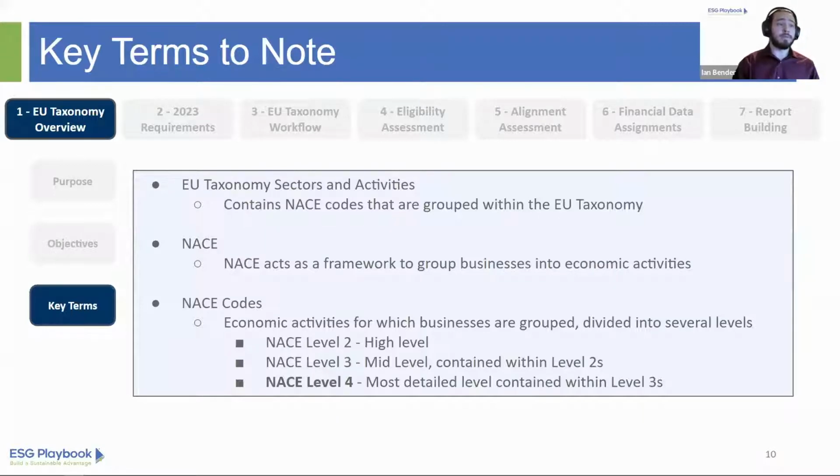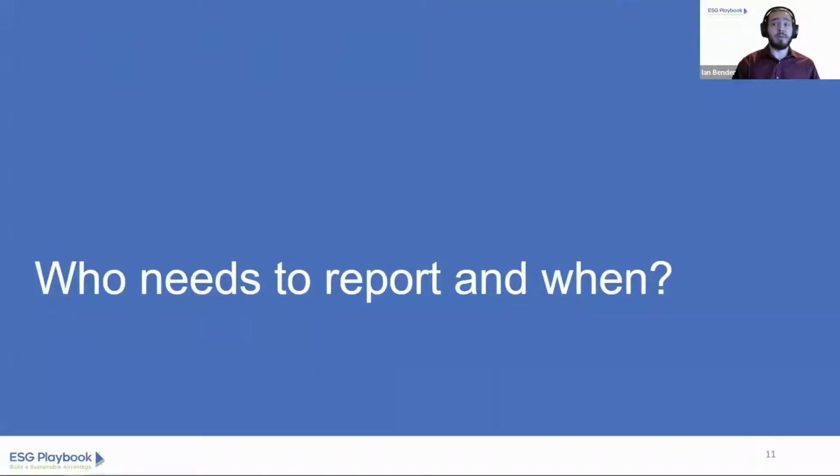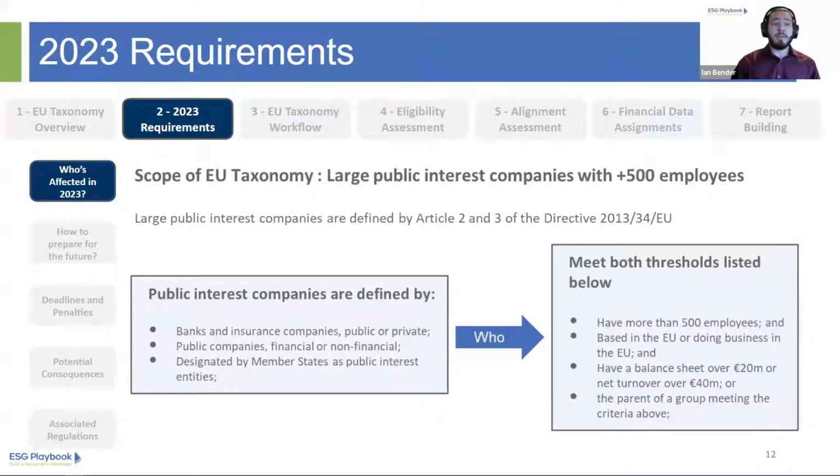But with a general understanding and some key terms discussed, we can talk more about the specific requirements. Most importantly, who's affected by the new requirements and by when do they need to report? Well, that would be the large public interest companies with 500 or more employees. There's a specific definition of public interest, which we've broken up and simplified. However, for a direct definition, please search for Article 2 and 3 within the directive that you see on the screen. To abbreviate, companies that are subject to the NFRD are obligated to report on the taxonomy.